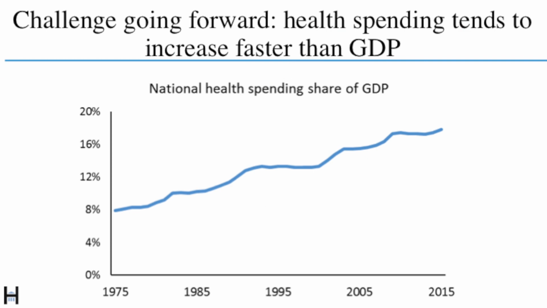Now, on top of this issue, we have this other problem, which is not new, that health spending tends to increase faster than GDP, right? So if the GDP increases 2%, then health spending tends to go up 3 or 4%, right? That kind of wanes. There are times like recently when it's slowed, but that's a very long-standing trend. Why do you think health spending goes up faster than GDP?